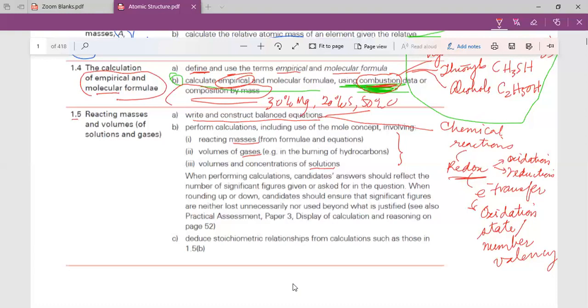Now, the charge here, for example, let me go down. You have sodium chloride, NaCl. You know it's ionic, so it's positive here, negative here. So this will become your oxidation states. Very simple, isn't it?